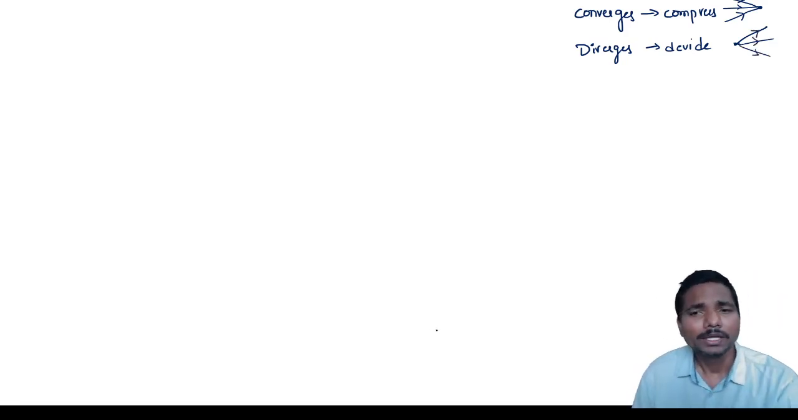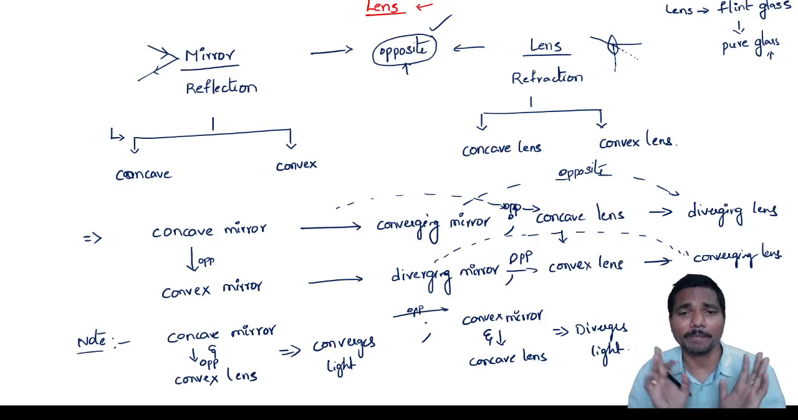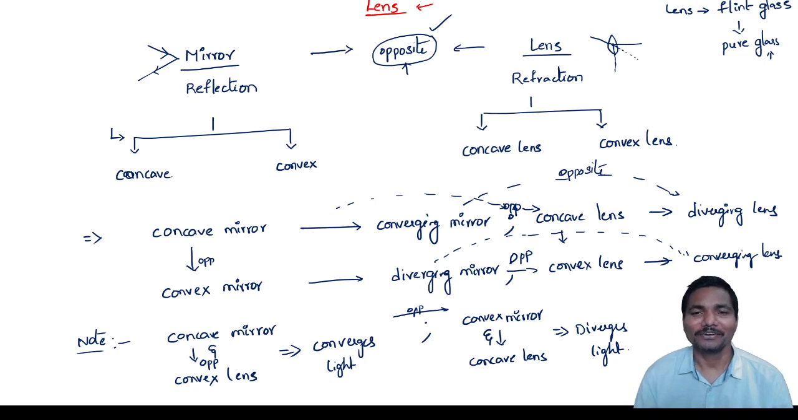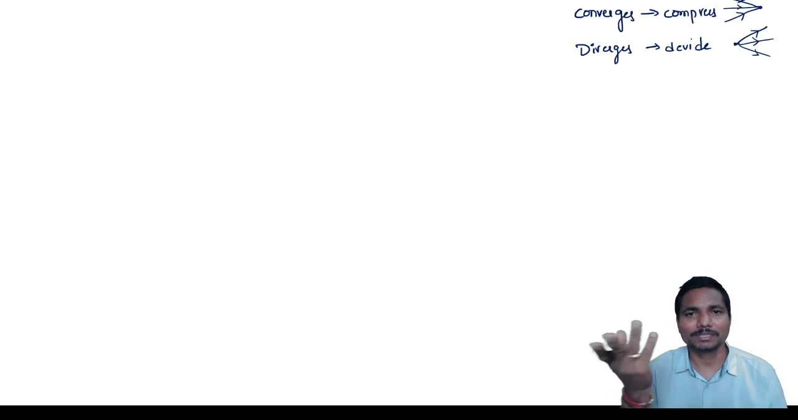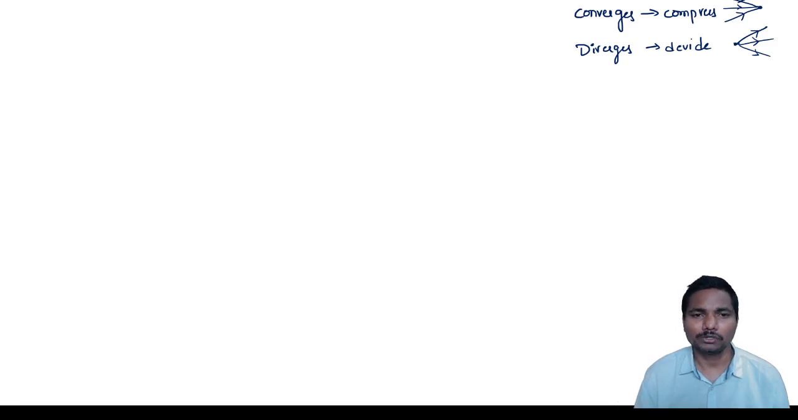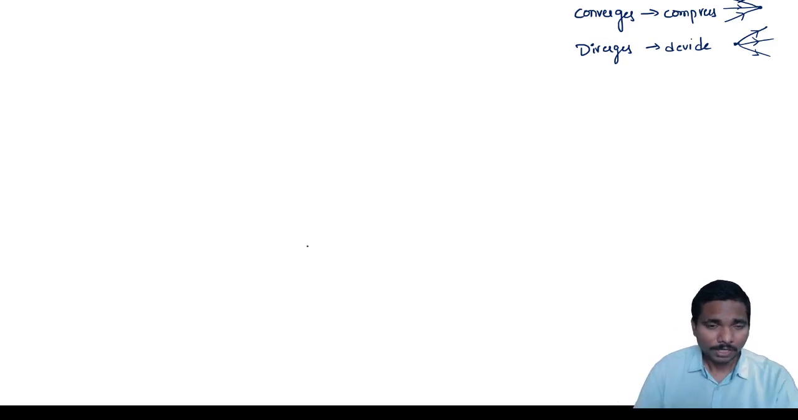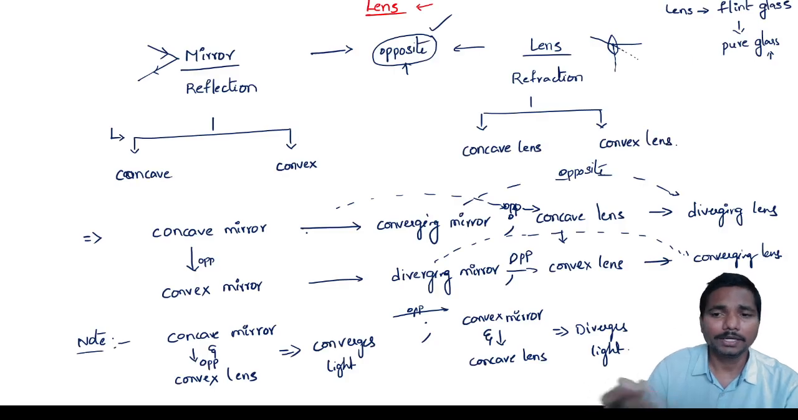Only when your mind is ready to accept this converges and diverges topic. Otherwise, your mind feels that those are foreign words and may not be ready to accept them. So first of all, you have to train your mind. These are nothing but: converges means compress, diverges means divide. Okay, so now coming to the lenses. Here also we have two types of lenses, same as concave and convex.